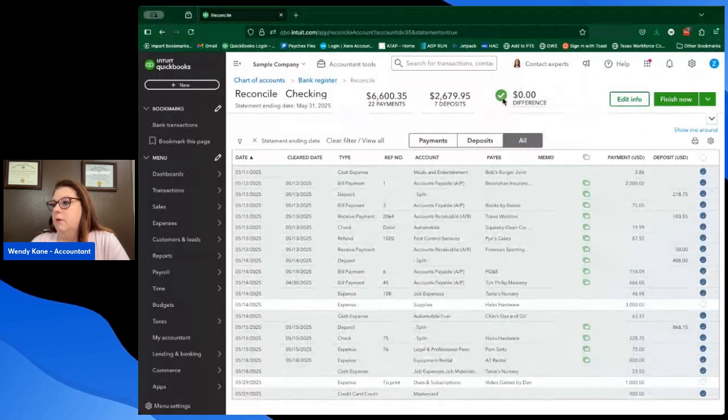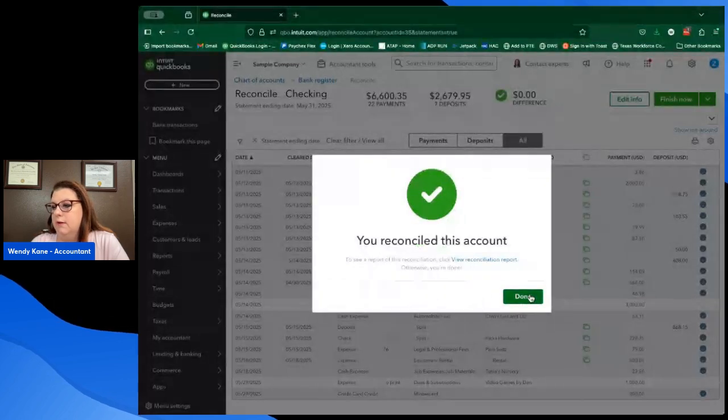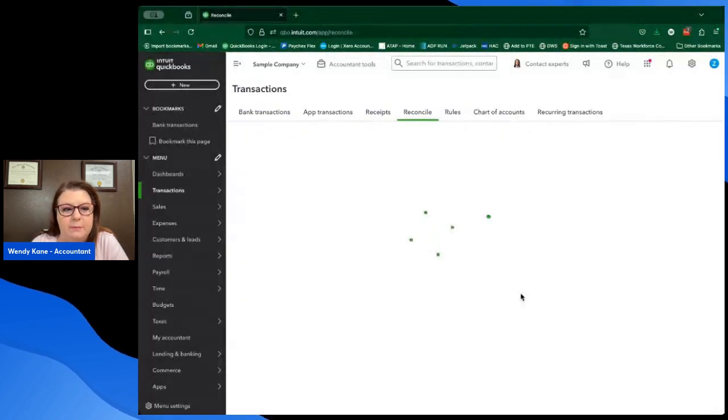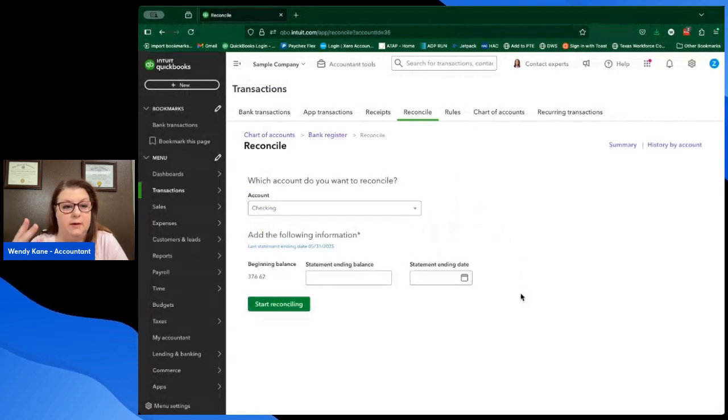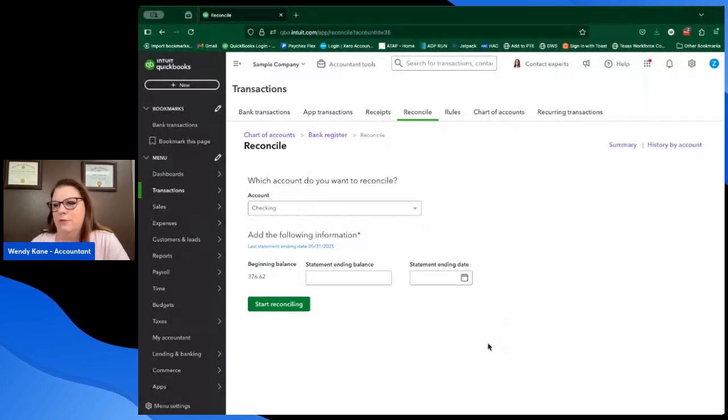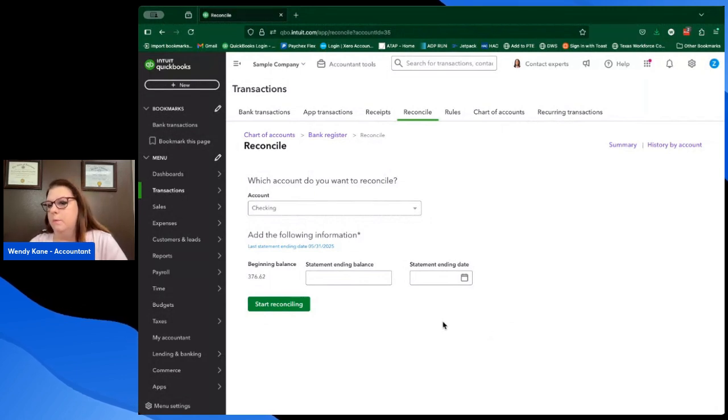We got the little green thing. We do finish now. You reconciled this account. Woohoo. Otherwise, you're done. It's all happy for you. And you're happy because you think, oh, wow, I did some bookkeeping. I reconciled an account and it matched. Okay, so the bank statement says there should be $376 in that account.